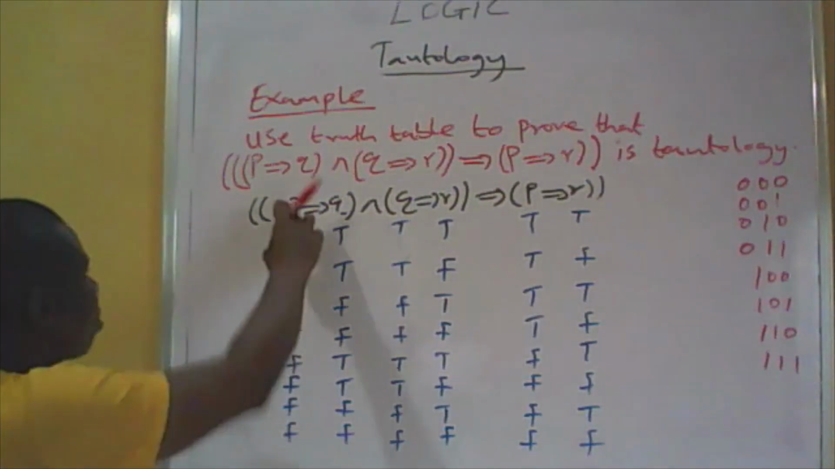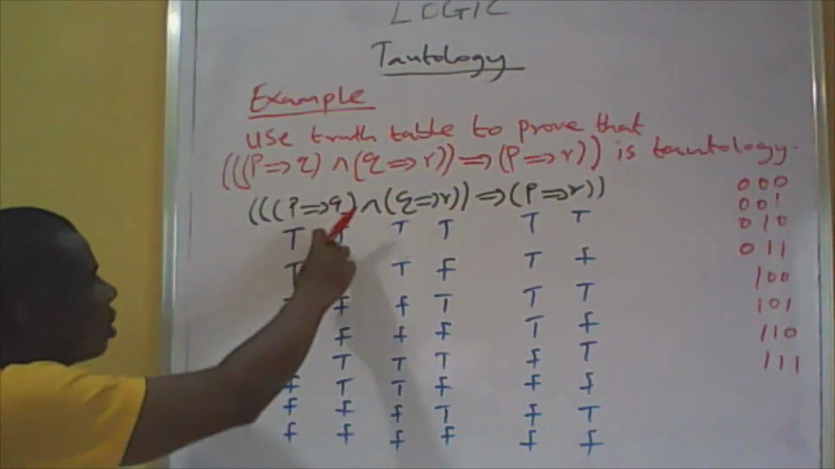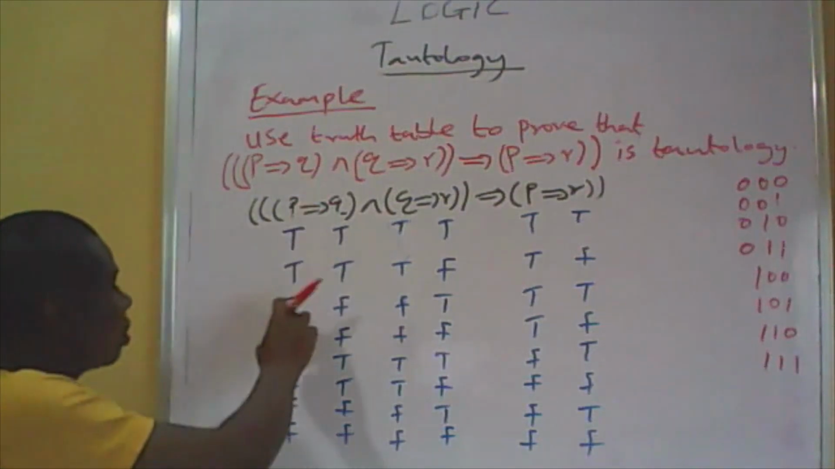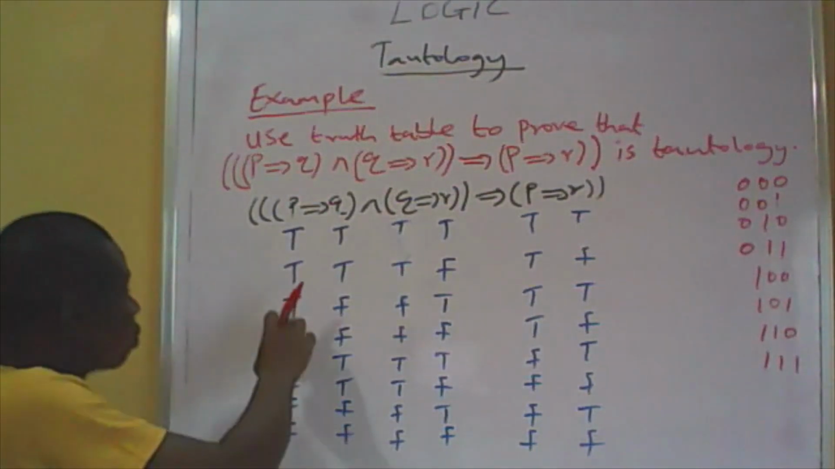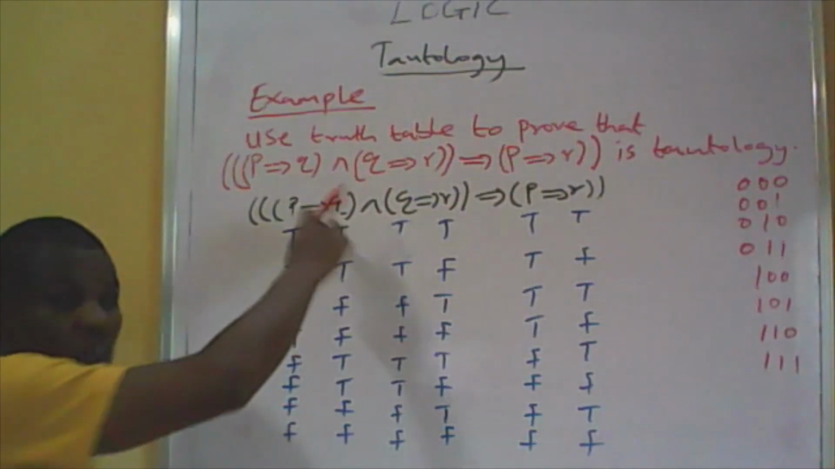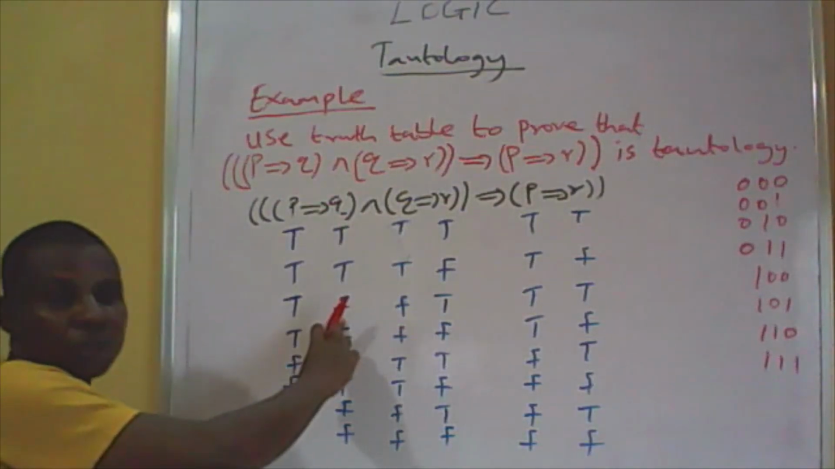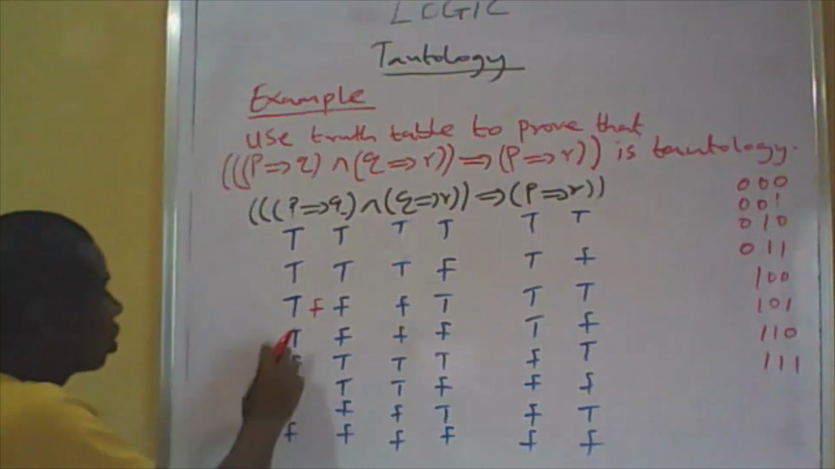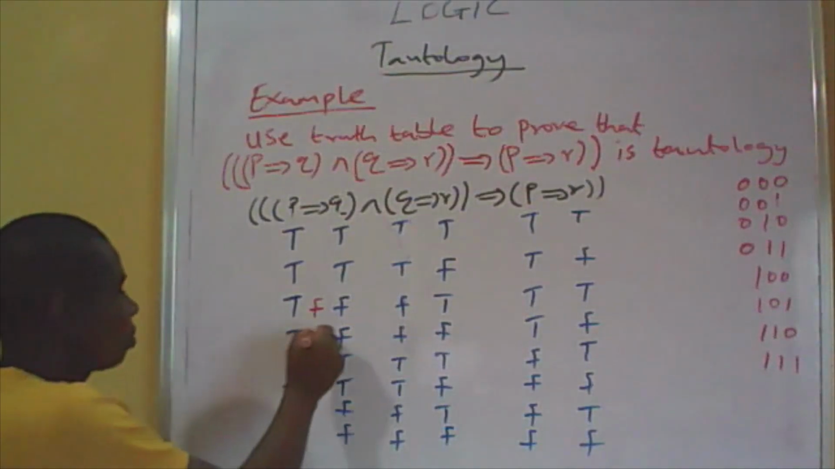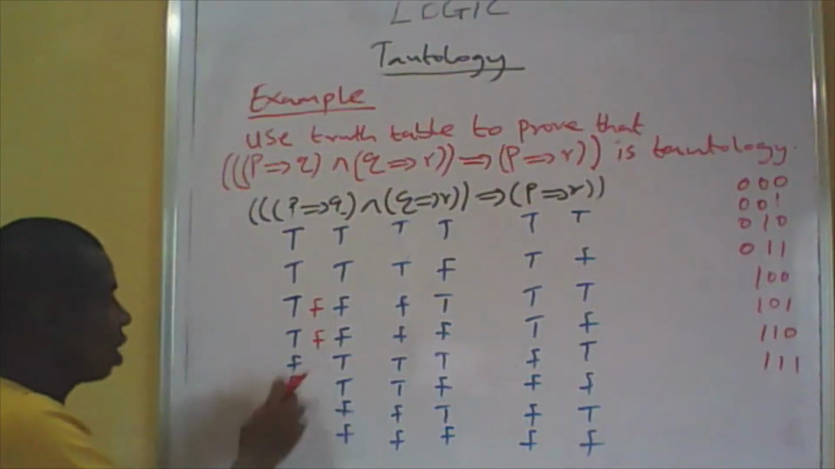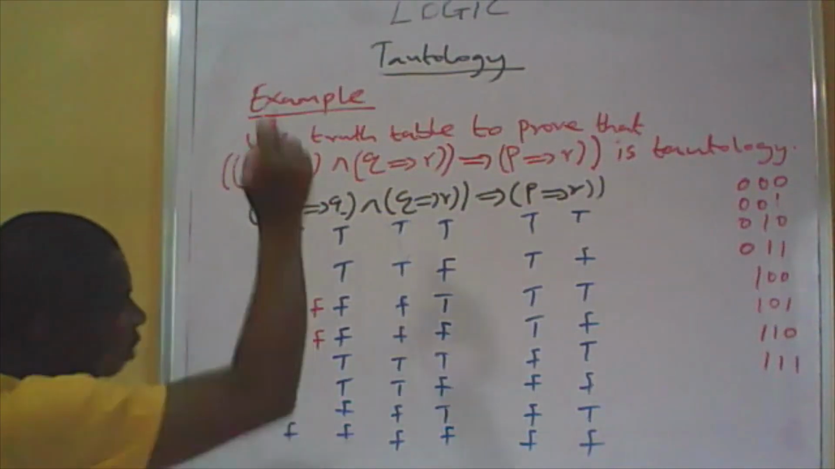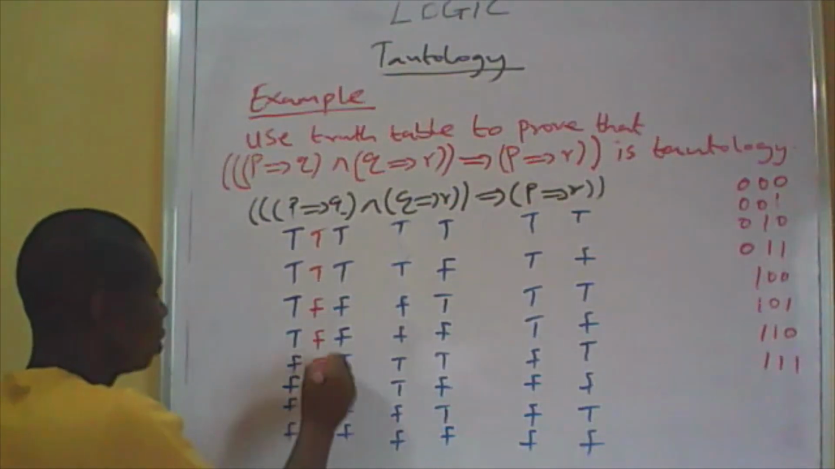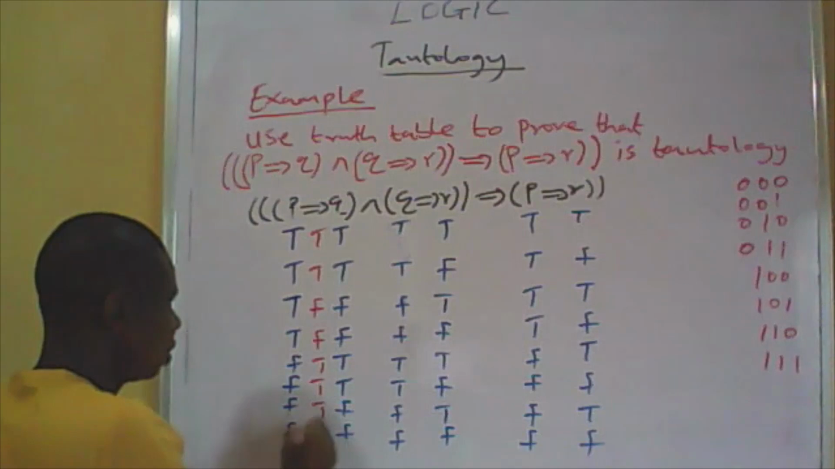So here you have T, F. That means P, the antecedent, is truth, and Q, which is the consequent, is false. That means here it is false. Here you have also T, F, it is also false. Here is F, T, no; F, T, no; F, F, no; F, F, no. So the rest are truth. So here is T, here is T, here is T, here is T, here is T, here is T.